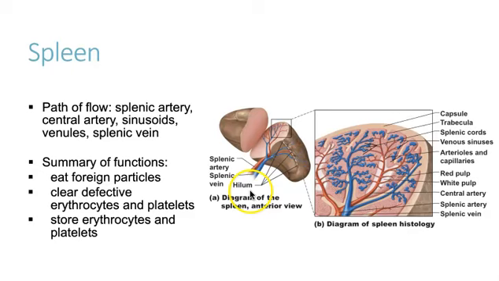So this is the way that blood flows into the spleen. We are first going to move out the splenic artery, which if you remember is coming from our celiac trunk, and then we'll split into a central artery.